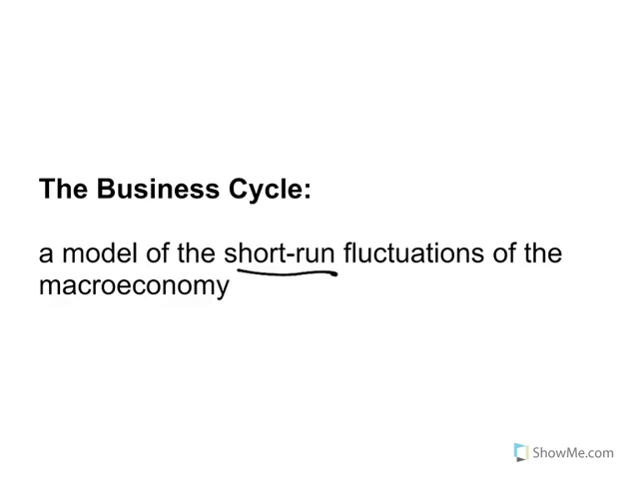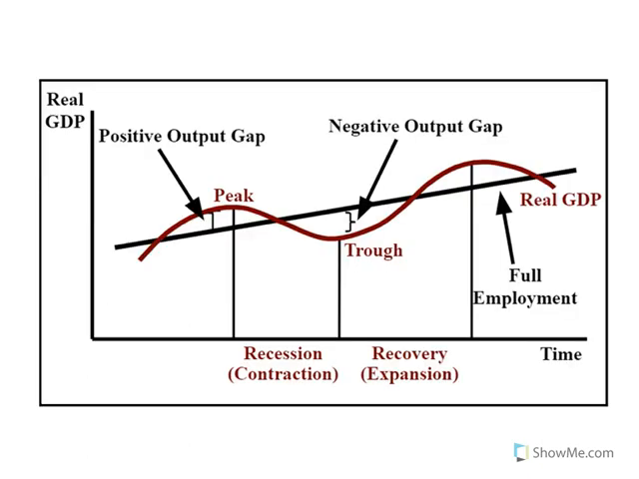I think a better way to understand the business cycle is to look at it. So this graph here is a model of the business cycle. You can see on the x-axis we have time, on the y-axis we have real GDP. Now before I go any further, let me just say that you will never ever have to draw this on the AP macro exam. You probably will just need to be able to recognize it, but its importance goes beyond the AP exam, and it goes beyond just looking at it.